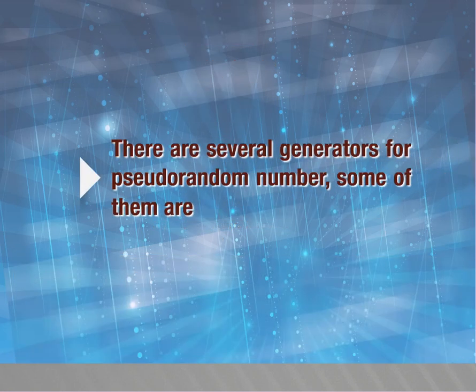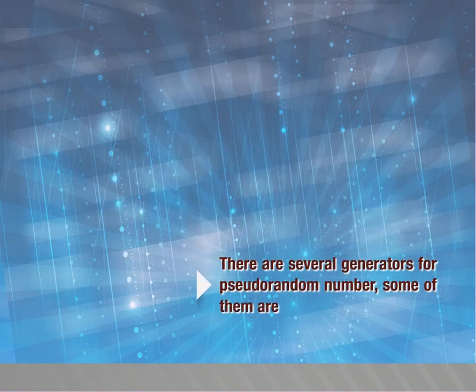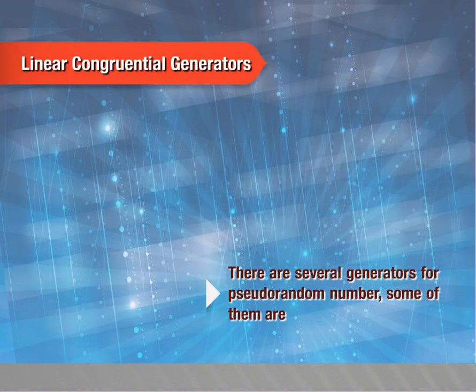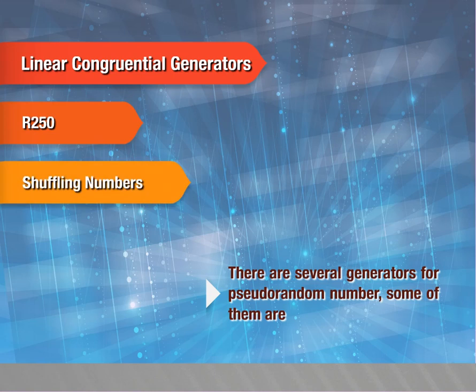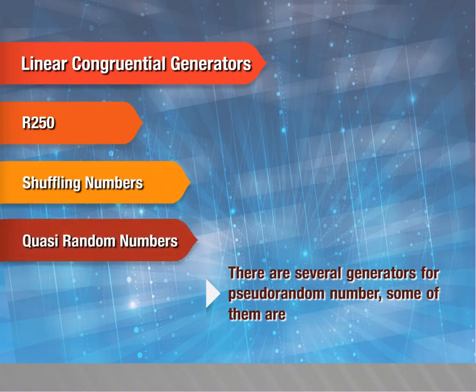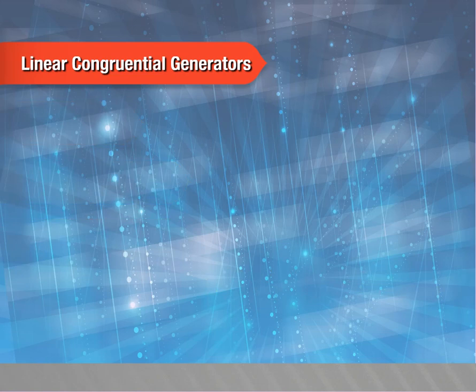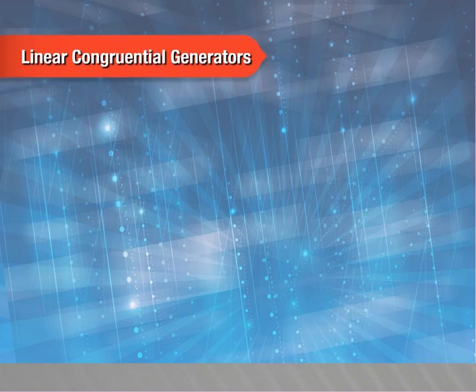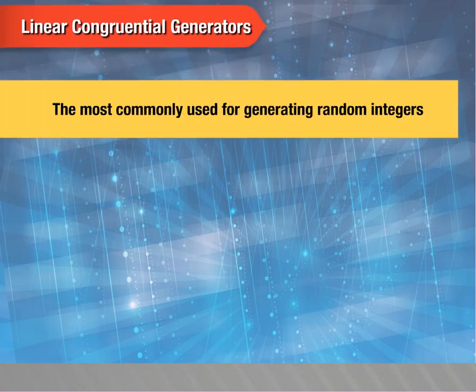There are several generators for pseudo-random numbers. Some of them are linear congruential generators, R250, shuffling numbers, quasi-random numbers. Linear congruential generators. The most commonly used for generating random integers.